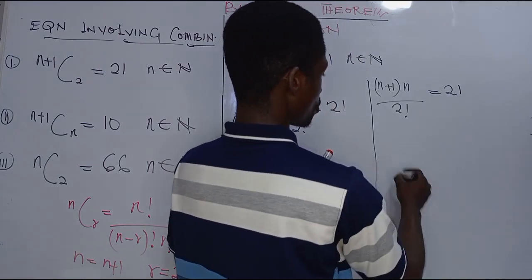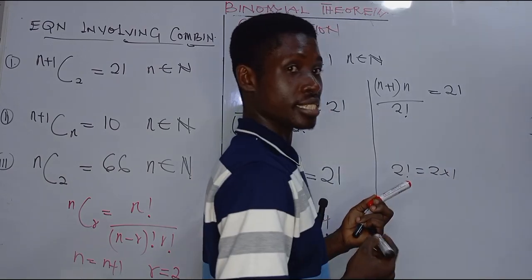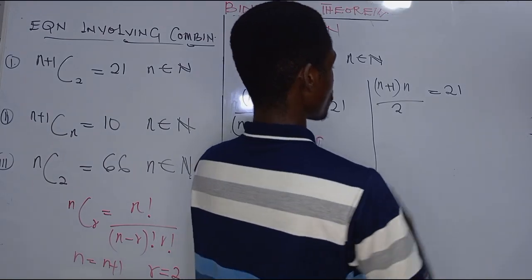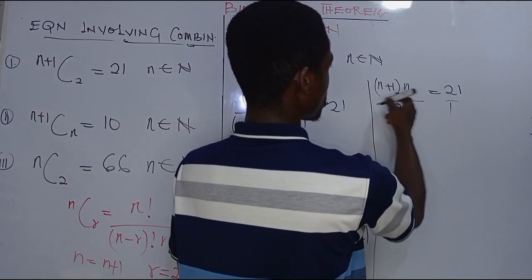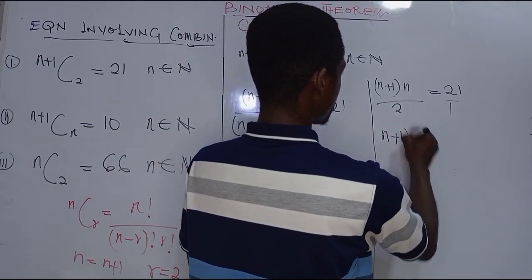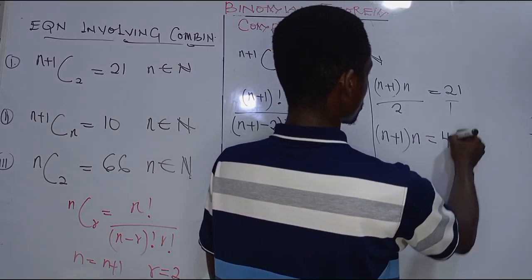So from here we know that 2 factorial is the same as 2 times 1, and 2 times 1 is still 2, so we can write it as 2. Now from this we can do some cross multiplication, so this will multiply that, this will multiply that. So we are going to have n plus 1, and then 2 times 21 will give us what? 42.